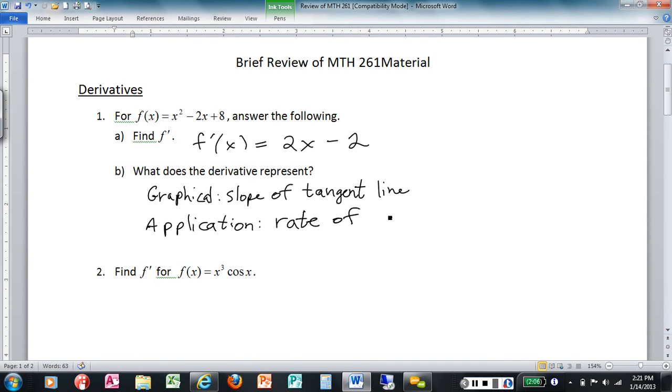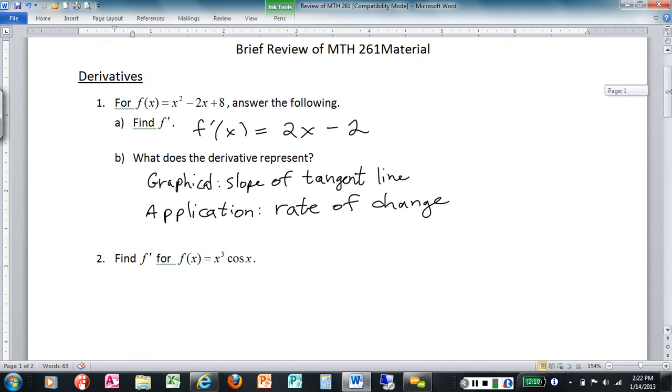Derivative is either the slope of the tangent line or it's the rate of change. In this case, it would be the rate of change of f with respect to x, right? It's how fast the function is changing with respect to x. Okay, so anyway, quick review of that.